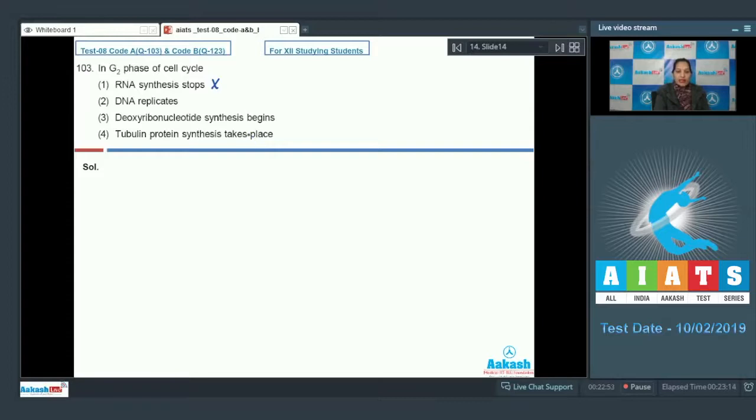Second option, DNA replicates. No, DNA replicates only in the S phase or the synthesis phase, not in the G2 phase. Third, deoxyribonucleotide synthesis begins. No, it begins in the G1 phase, not in the G2 phase. Fourth, tubulin protein synthesis takes place. Yes, it is correct. In G2 phase of the cell cycle, there is a synthesis of tubulin proteins. So the correct option for the given question is option number 4. Let's move to the next question.